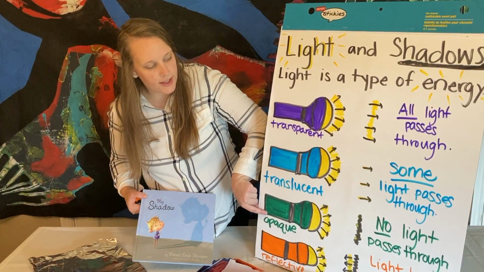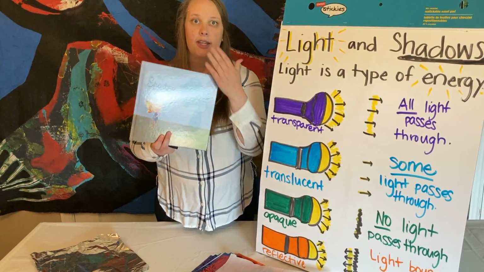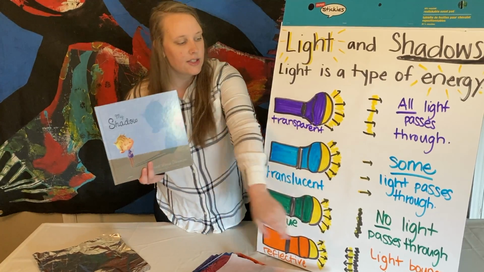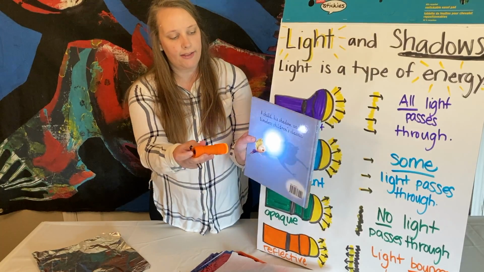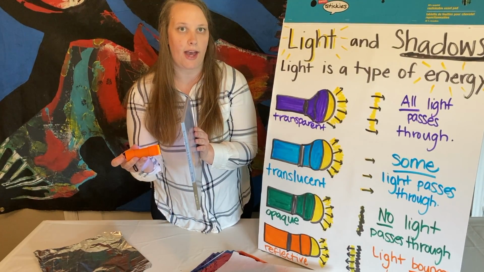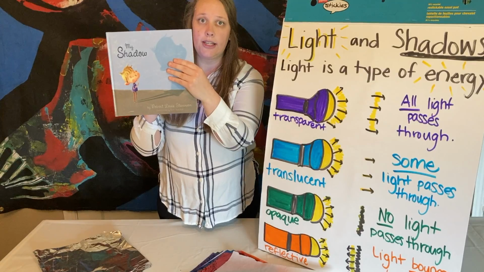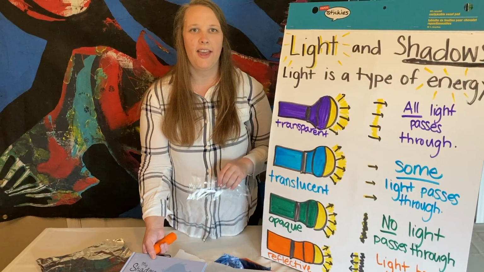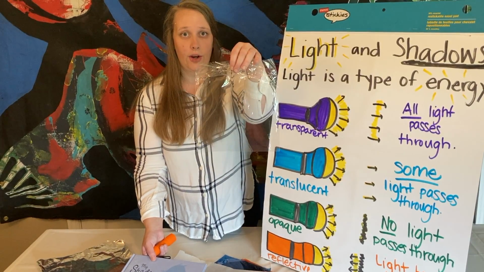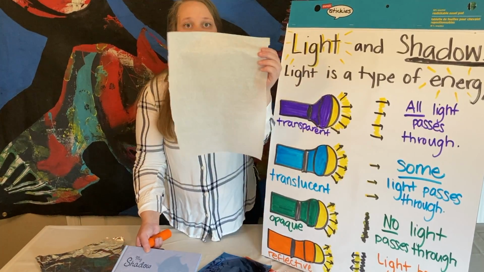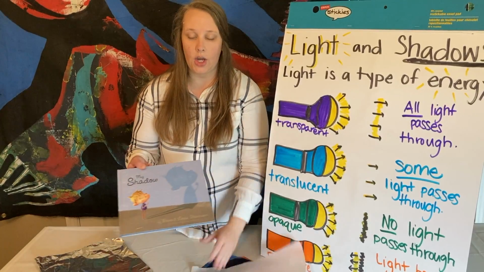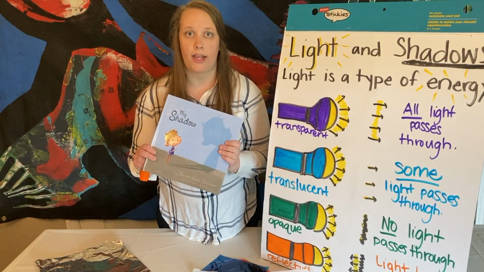Next, we have objects that are opaque. An opaque object is something that's solid. It does not allow any light to pass through. So when I shine my light on this book, no light passes through it. It is completely opaque. So we have objects that are transparent, which allow all light through, translucent, which allow some light through, and opaque, which allow no light through.